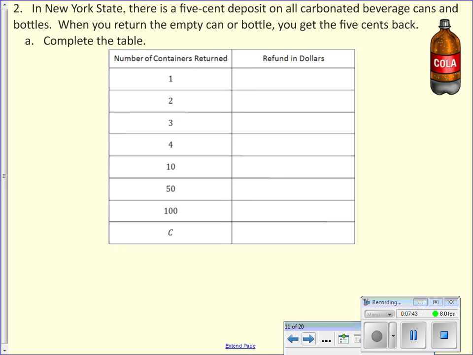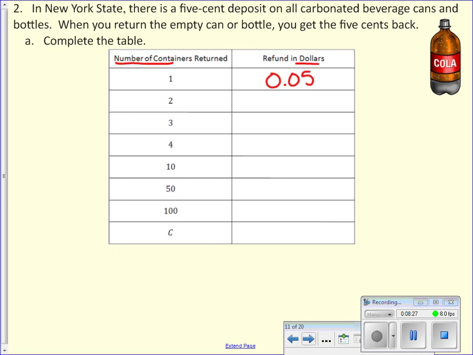So look at how our table is labeled with our units, number of containers, and dollars. Because our unit is written in the heading, we don't have to use the symbol in the column. Okay, it's telling us dollars, so I don't have to keep writing the dollar sign. So 1 can or bottle gives me 5 cents. How do I write 5 cents in dollars? Well, 0.5, that's 50 cents. Good, 0.05.